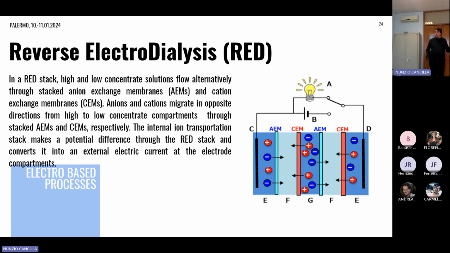Reverse electrodialysis, this is a completely different topic. It's been already mentioned that among the different possibilities of brine valorization, there is also the possibility to recover energy. Energy can be recovered, of course, through this technology, reverse electrodialysis. And I think most of you are already familiar with this technology, which is somehow reverse. It's just the opposite direction of the desalination electrodialysis process.